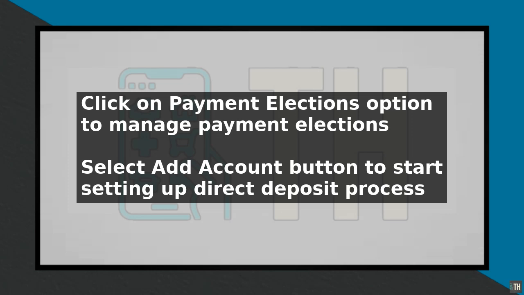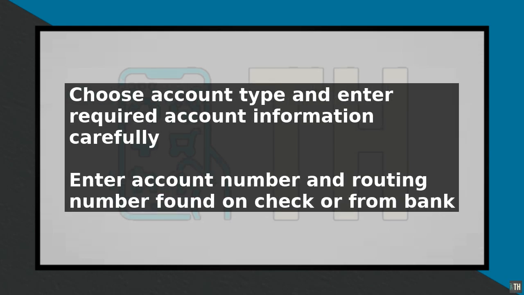You will be asked to confirm the account information and authorize the direct deposit. Review the information carefully and click the Submit button to complete the setup process. After submitting the direct deposit setup, it may take 1 or 2 pay cycles for the changes to take effect. You can verify the direct deposit setup by going back to the Payment Elections option and checking the account information.